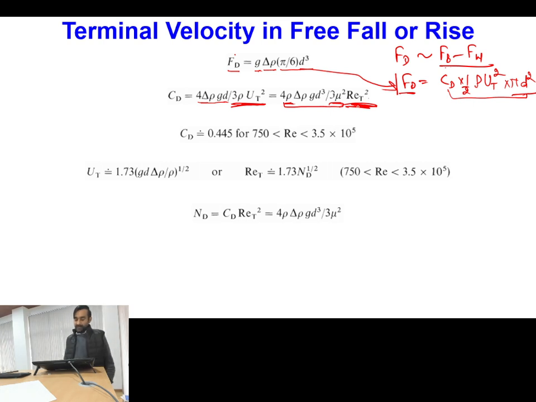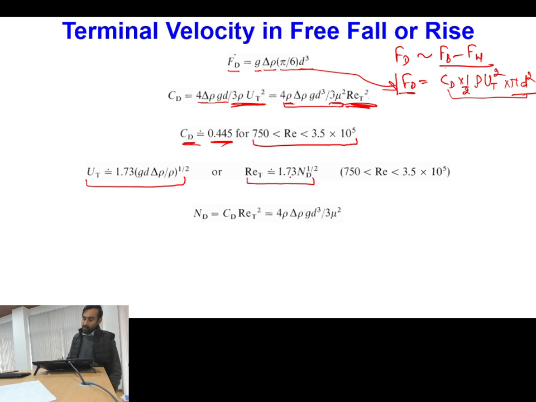And we know that in the range of 750 to 3.5 into 10 to the power 5, my value of CD was constant and close to 0.445. If I substitute this value, then I will be getting my terminal velocity in this range as 1.73 times (g d delta rho by rho) to the power 1 by 2. So this can be the value of terminal velocity at high Reynolds numbers. And it can be written in terms of Ret, which means the non-dimensional form: the Reynolds number corresponding to the terminal velocity.